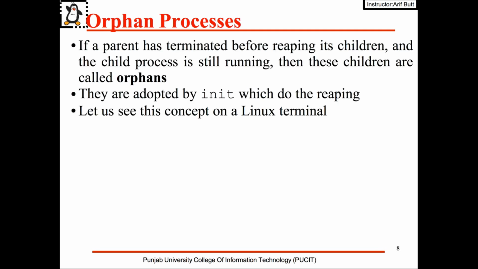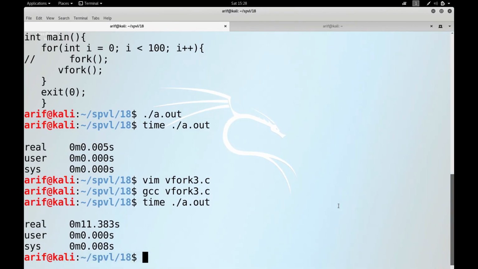Let's talk about the concept of orphan processes. Well, dear students, if a parent has terminated before reaping its child or children, and the child process is still running, then these child or children are called orphan processes. There is no concept of orphan processes in Unix. These orphan processes are adopted by either init in old systems or systemd, the system daemon, in the newer ones, which do all the reaping. Let us see this concept on the terminal.